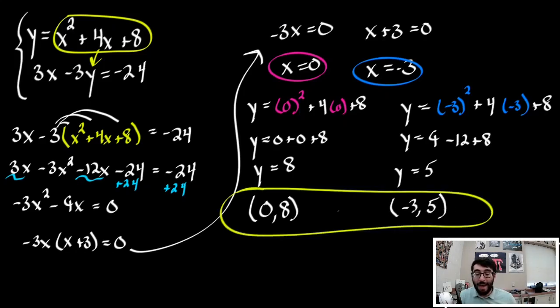And there we have it. There are our two solutions. So we have a solution of (0, 8), and we also have a solution of (-3, 5). So these will be the points at which the parabola and the line intersect one another.